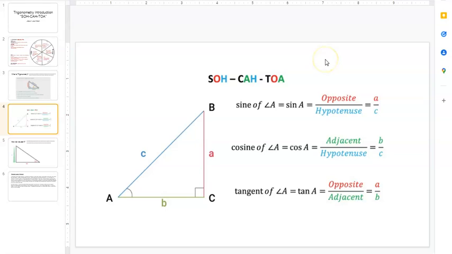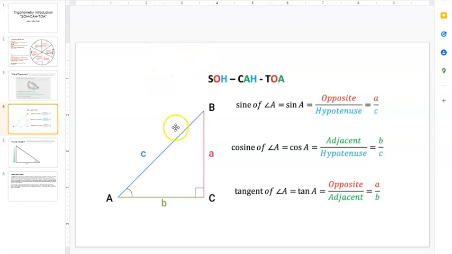So now we're getting into what SOHCAHTOA actually means. The way trigonometry works, the way we're using it in this case, is much like the Pythagorean theorem. If you know two sides of a right triangle, you can use the Pythagorean theorem to figure out the other side. This is kind of the same concept.